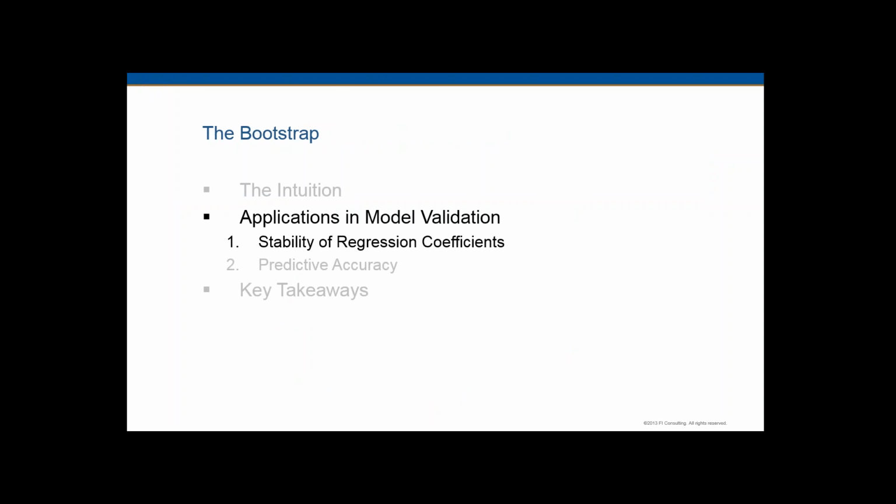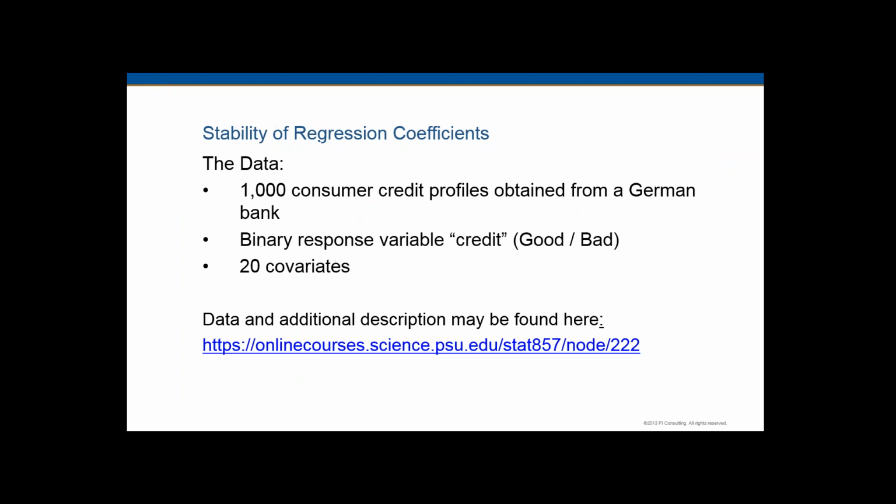Okay, so now we move on to applying the bootstrap method in the context of model validation. We begin with validating the stability of regression coefficients by bootstrapping their confidence intervals. We use a dataset consisting of 1,000 consumer credit profiles obtained from a German bank. For each borrower we have a binary variable called credit. In addition, we have 20 variables that are assumed to influence the credit quality of each borrower.